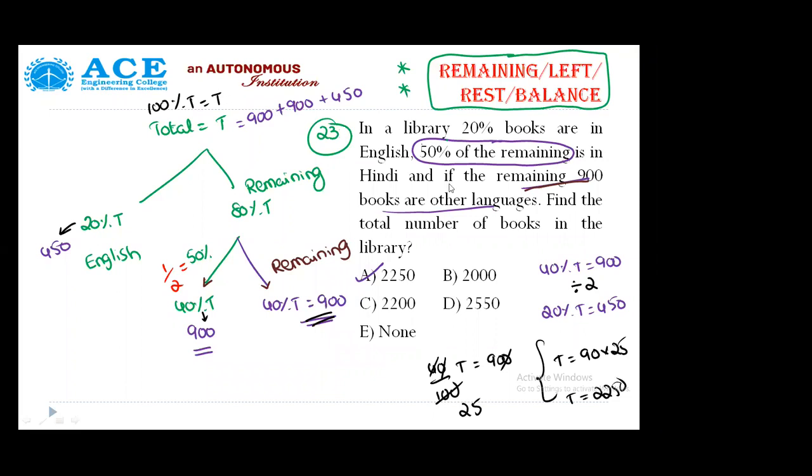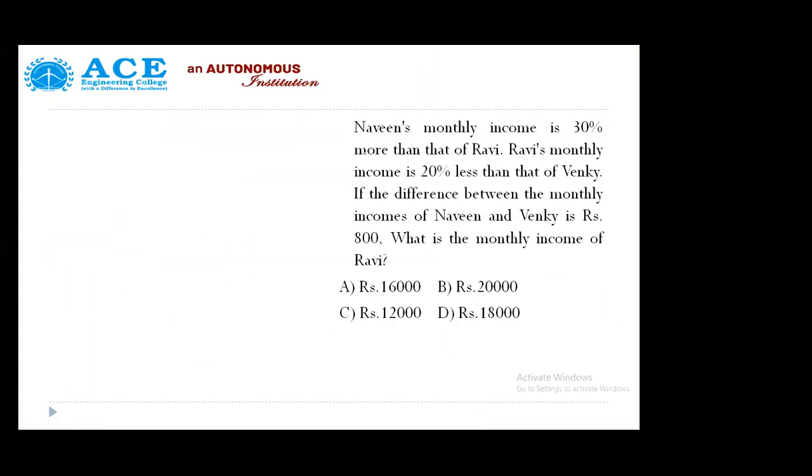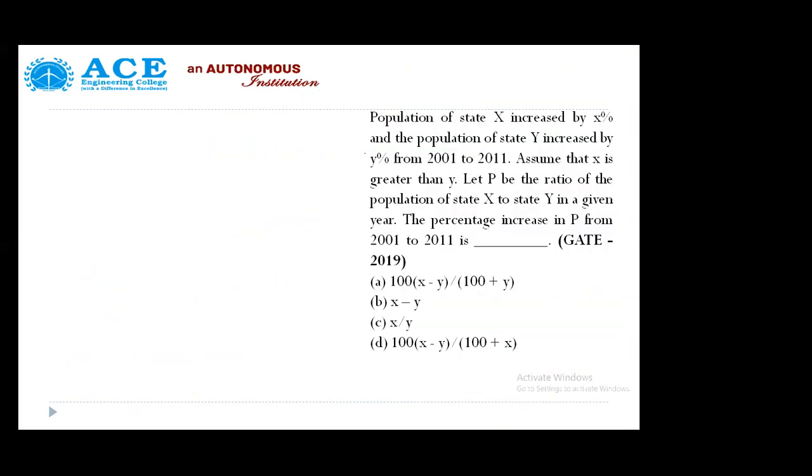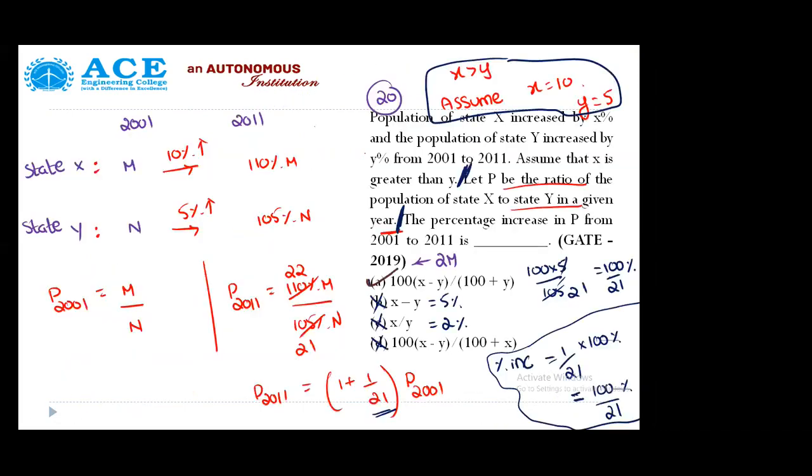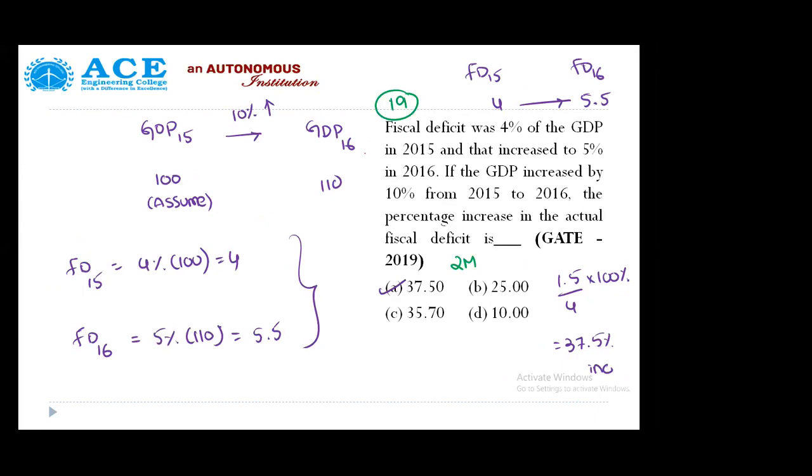Somebody is still waiting. Sagar, you are allowed to talk. I think you are the last candidate. Hello, sir, I am audible. Yes, perfect. Sir, I have a doubt in that GDP problem. The fiscal deficit is 4%. How is it 5.5 by 4? Yeah, fine, I'll explain. 5% of 110 means 5 divided by 100 into 110.